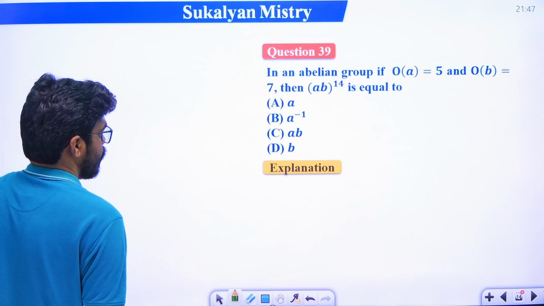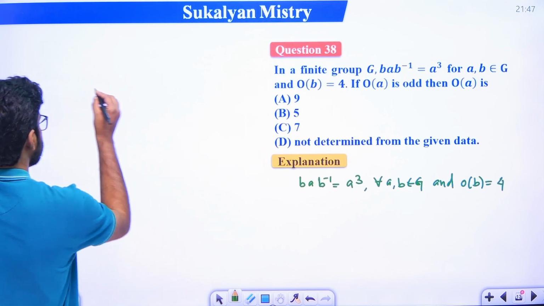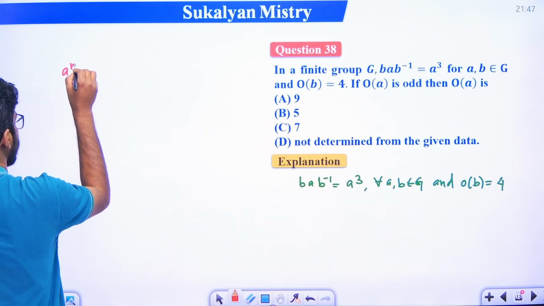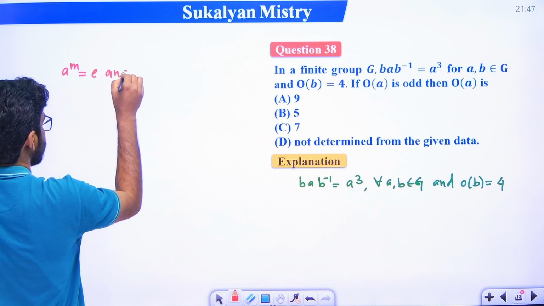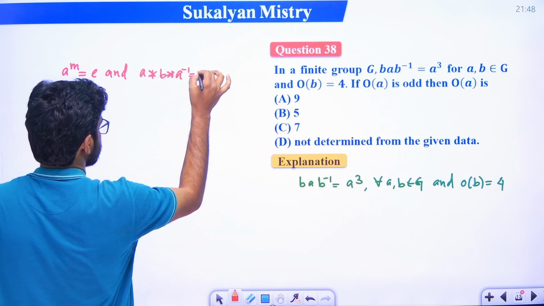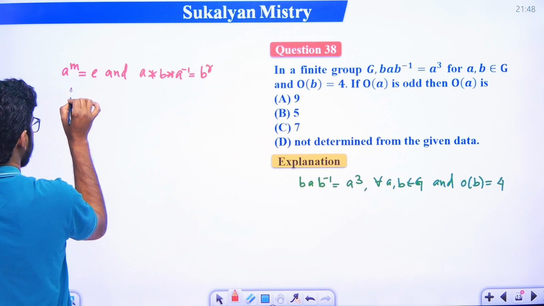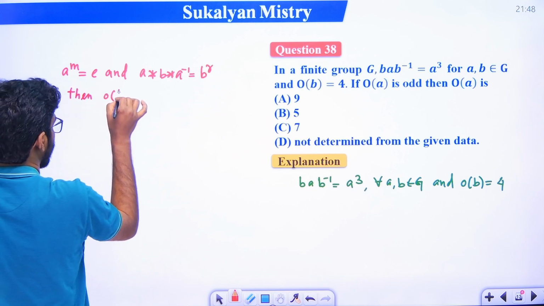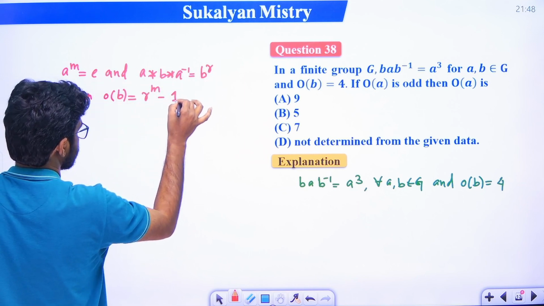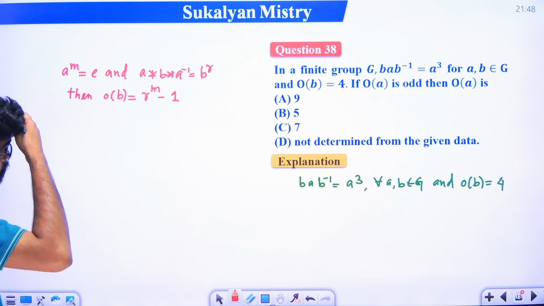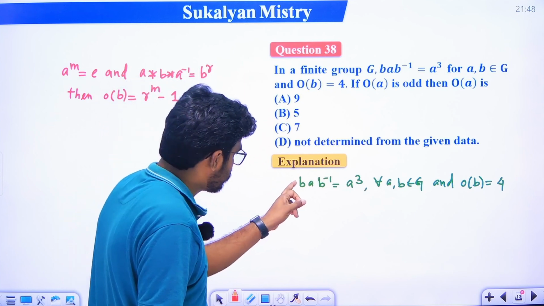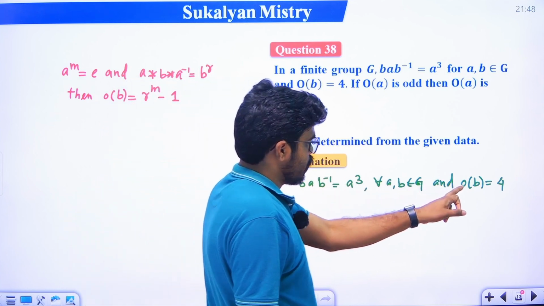Just recall this: if A to the power m is equal to E and A B A inverse is equal to B to the power R, then the order of B will be R to the power m minus 1. Okay, so here simply A is replaced by B, and B is replaced by A. What is given here? B A B inverse is A cube. Order of B is 4.